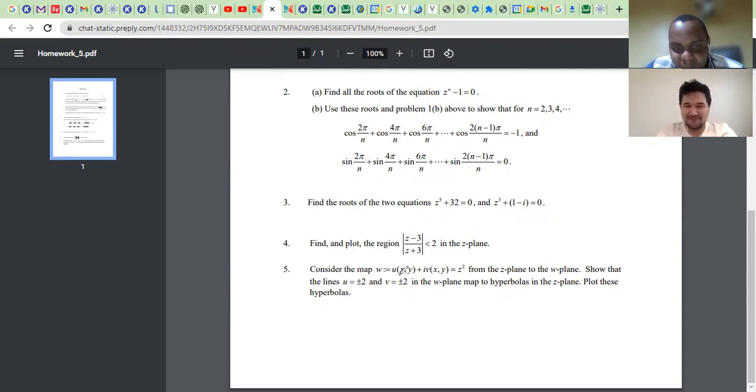So consider this map from the Z plane to the W plane. Show that the lines map to hyperbolas in the Z plane. Plot these hyperbolas.